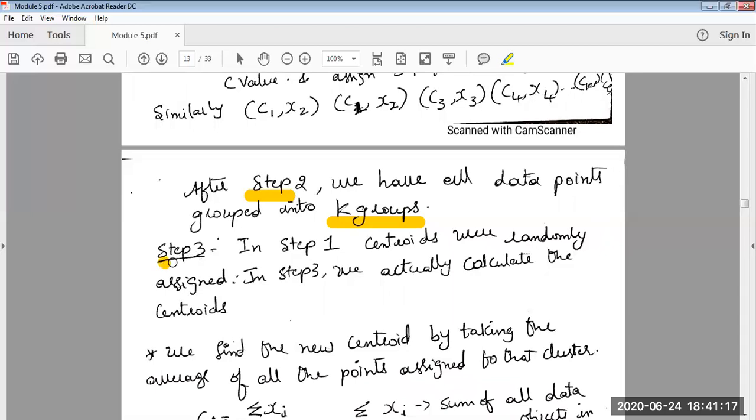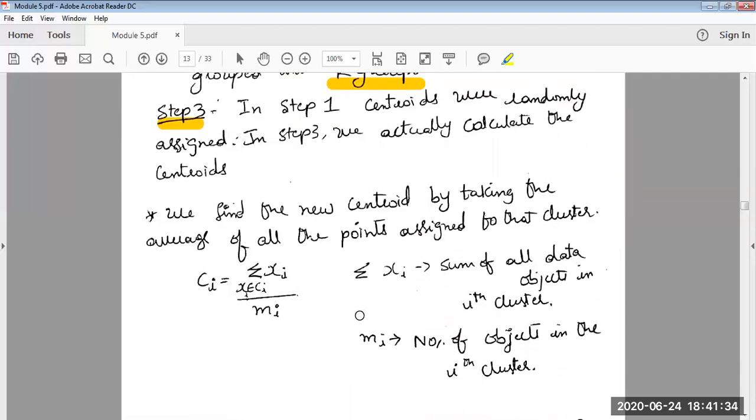Now we are into step 3. We understood that in step 1 centroids were randomly assigned. But starting from this step, we will determine the position of the centroid through computation, not through random positioning. The same was explained, if you remember. Now what is the new position of the centroid? Ci is the centroid. So the new position of the centroid is equal to sigma xi by mi.